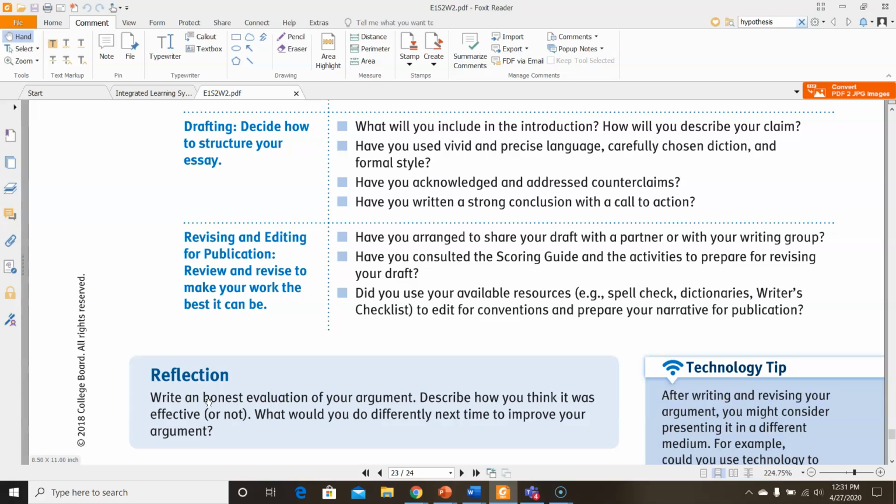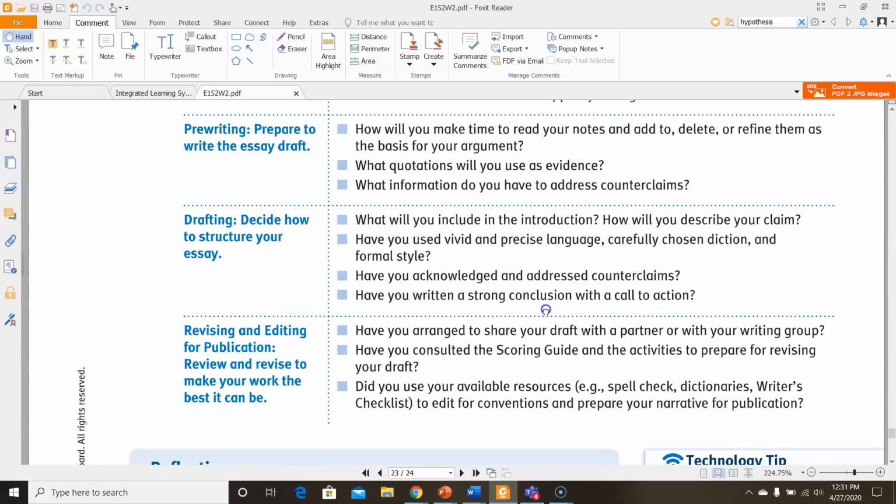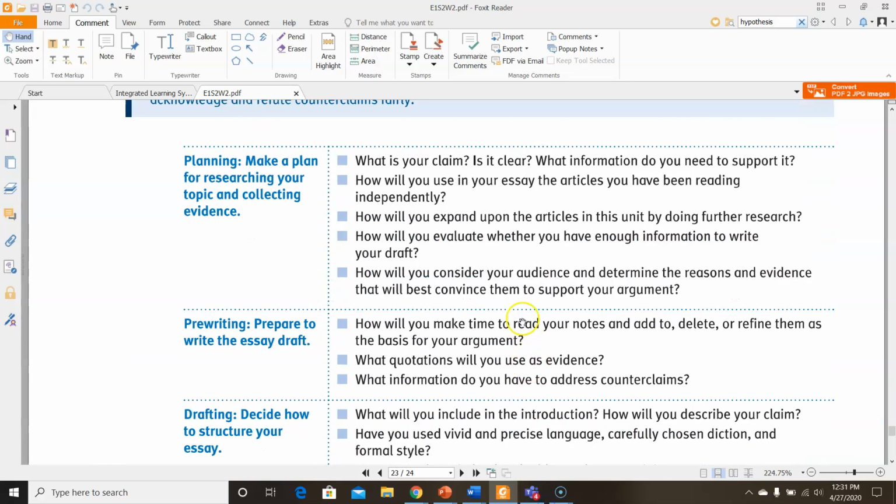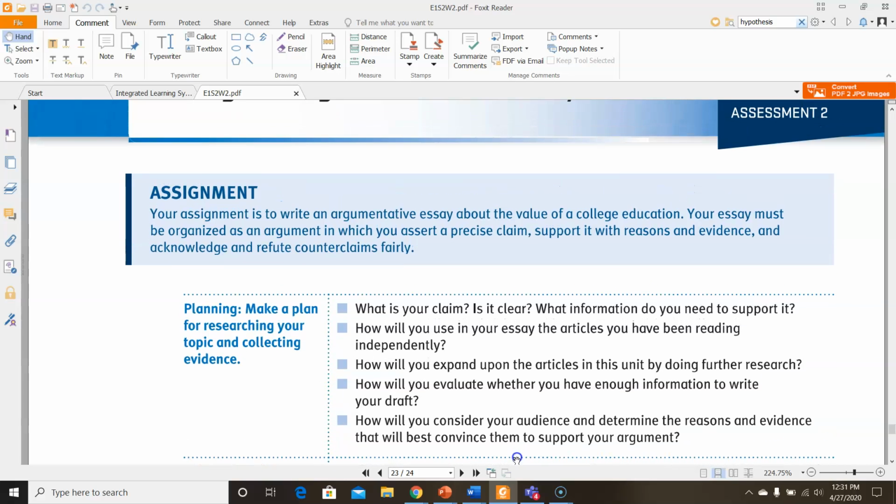Describe how you think it was effective or not, and then what you would do differently next time to improve your argument. So this is the topic we've been learning about throughout this unit, which is whether going to college is a valuable thing to do or not. So that's what you're going to be writing about for your argumentative essay.